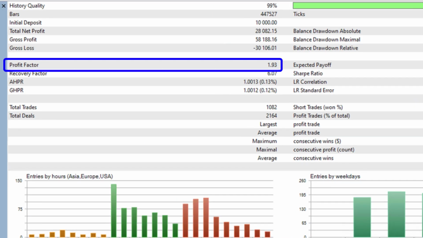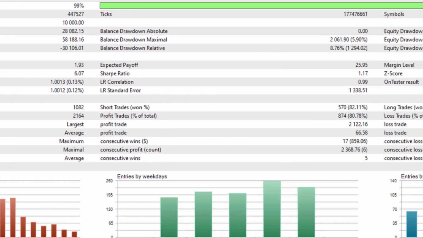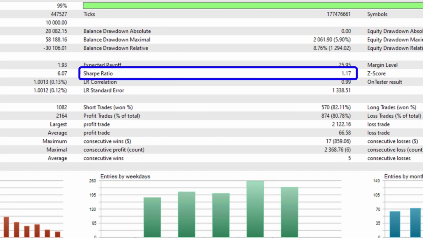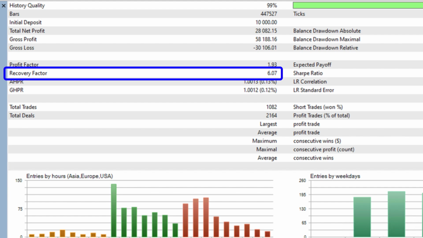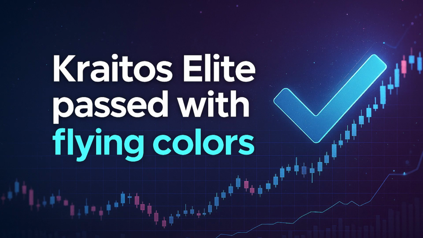You can see the profit factor is 1.93, and this is considered a great profit factor, well exceeding our goal of at least 1.0. The Sharpe ratio is 1.17, which is very solid for automated FX, considering some statistics show that 0.7 is acceptable for an expert advisor. Now you'll see the recovery factor is 6.07, and this means your profits are paid back with the worst drawdown more than 6 times. Above 3 is exceptional, so Kraitos Elite passed here with flying colors.